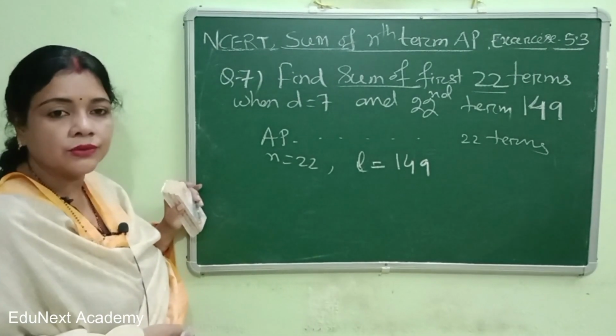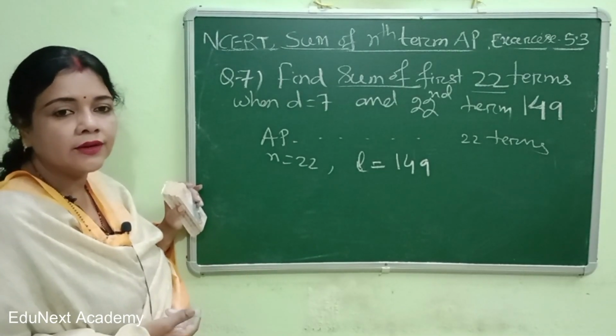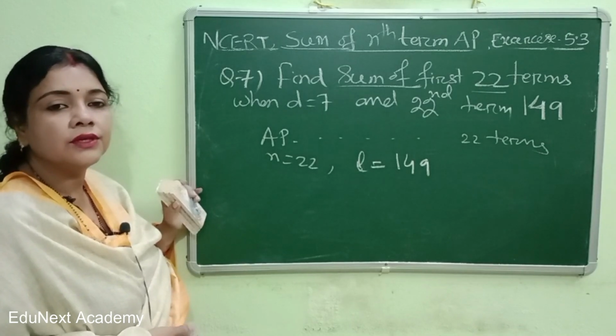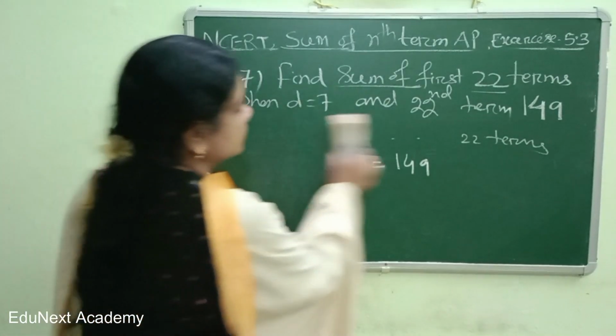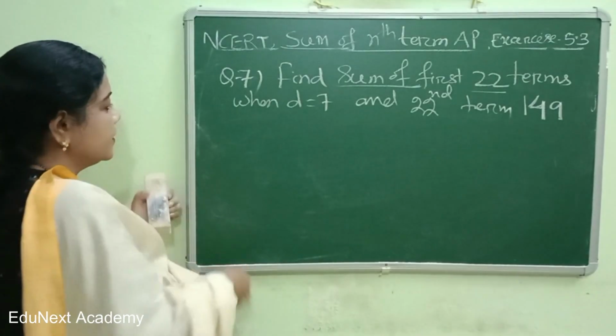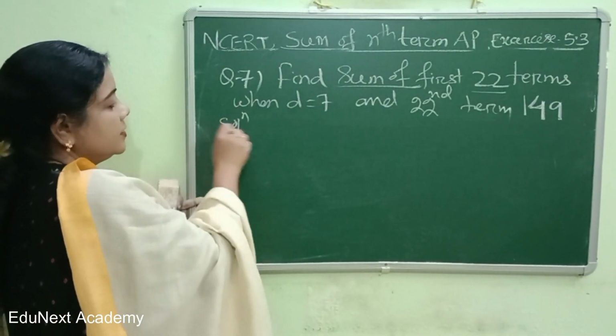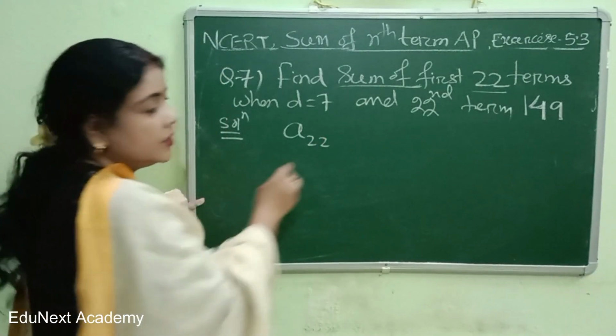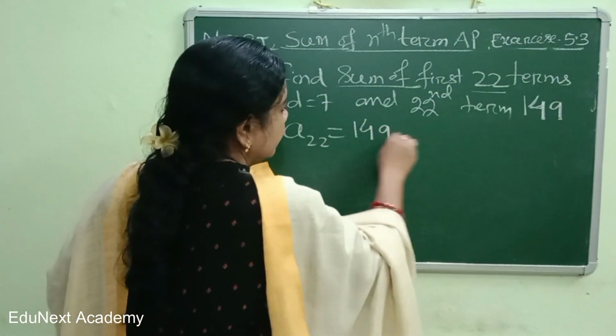Then how to find out? That means the sum of the 22 numbers. So how to solve this? Now given A22 is equal to 149. It is given.